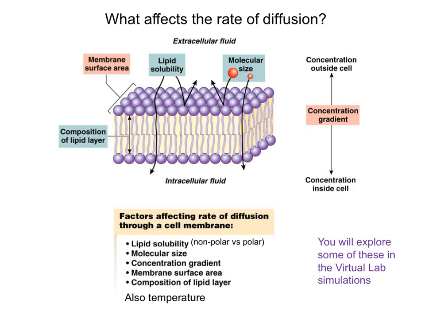The composition of the lipid can affect the permeability. So there's not just phospholipids in there, there's other types of lipids as well. Temperature affects it too. So there's all sorts of different parameters that can affect the rate of diffusion of these molecules. In that last experiment, the difference was the molecular size of the molecules. So the molecule that moved the furthest was a smaller molecule. So you'll explore some more of these in the virtual lab simulations.